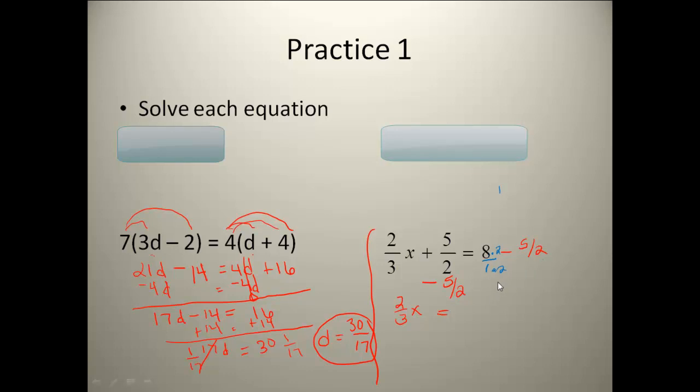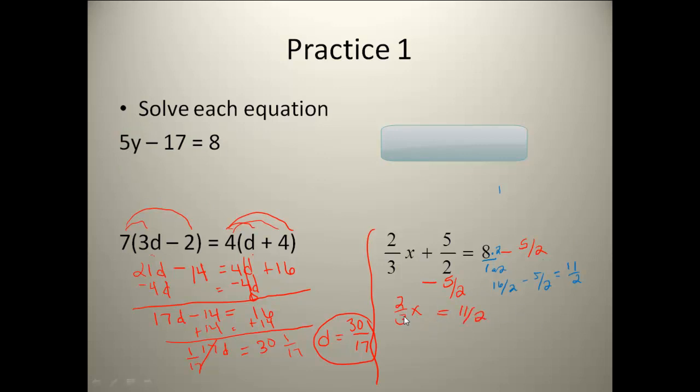So I really have 16 over 2 minus 5 over 2. Now that I have a common denominator, I just subtract the tops. So 16 minus 5 gives me 11, and I would have 11 over 2. So over here on the left side, I am left with that 11 over 2.